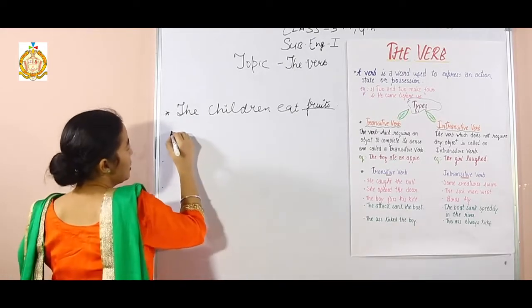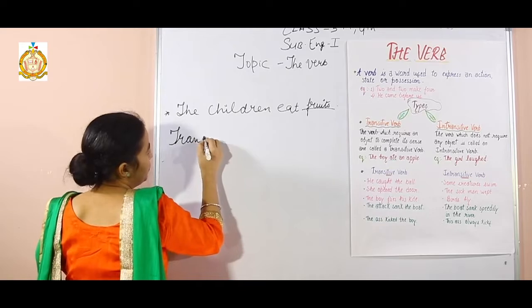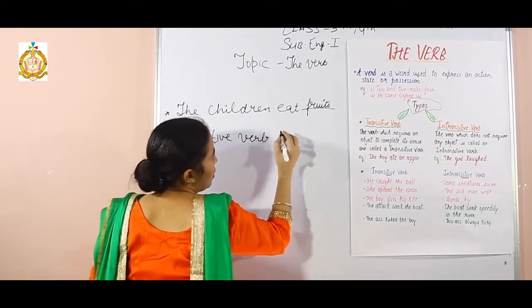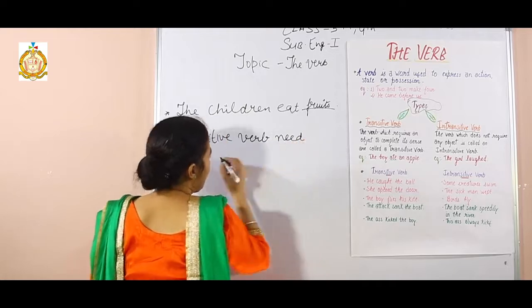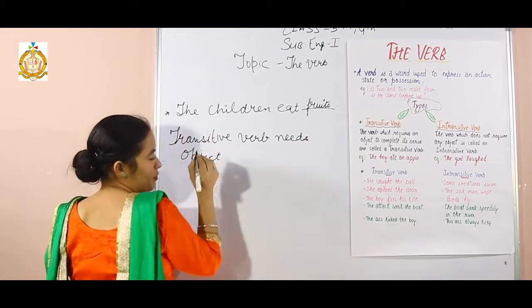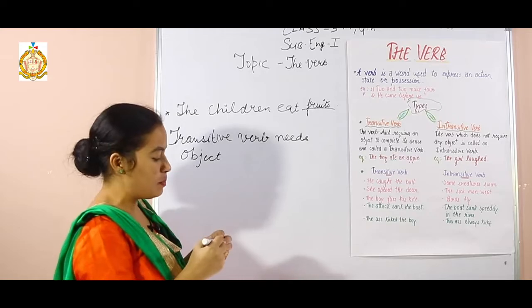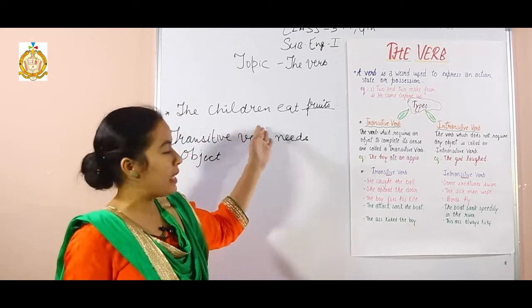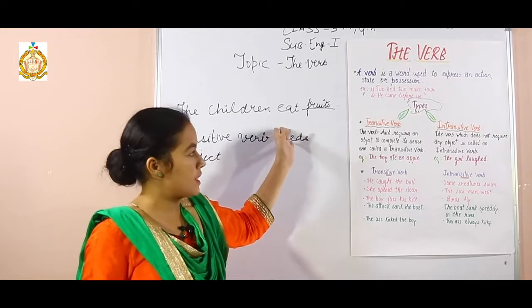In other words, a transitive verb needs an object. Okay, what is a transitive verb? A transitive verb needs an object to make a complete meaning or sense.